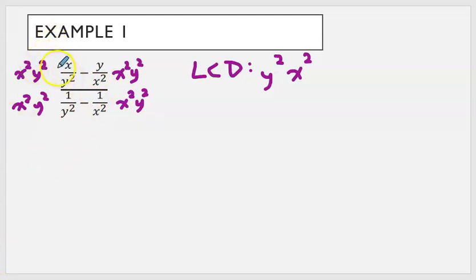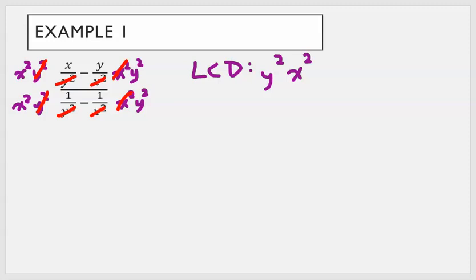Now, when I multiply the top left fraction, I can see that I have a y squared, and then there's a y squared in the bottom of the fraction. So those will cancel. For the next fraction, the x squared will cancel the x squared out. In the bottom left, the y squareds will cancel. And in the bottom right, the x squareds will cancel.